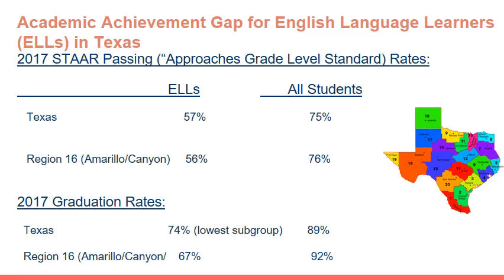Moreover, if you look at graduation rates, ELL students have graduation rates that are 15% below the average graduation rate in Texas. They were, in fact, the lowest subgroup of all different ethnicities and also students that receive special education services. English language learners was the lowest subgroup in terms of graduation rate in Texas.